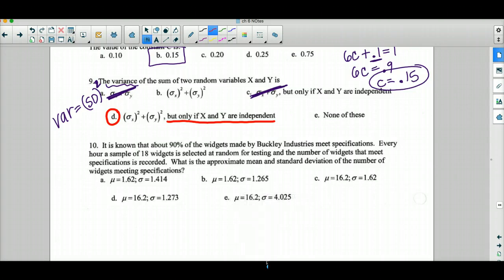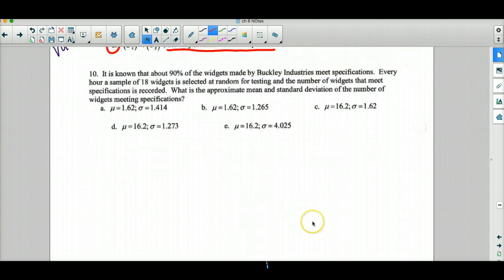All right. It is known that about 90% of the widgets made by Buckley Industries meet specifications. Every hour, a sample of 18 widgets is selected at random for testing, and the number of widgets that meet specifications is recorded. What is the approximate mean and standard deviation of the number of widgets meeting specifications?